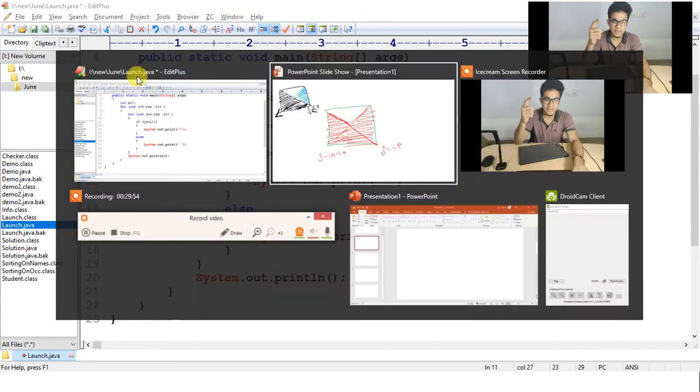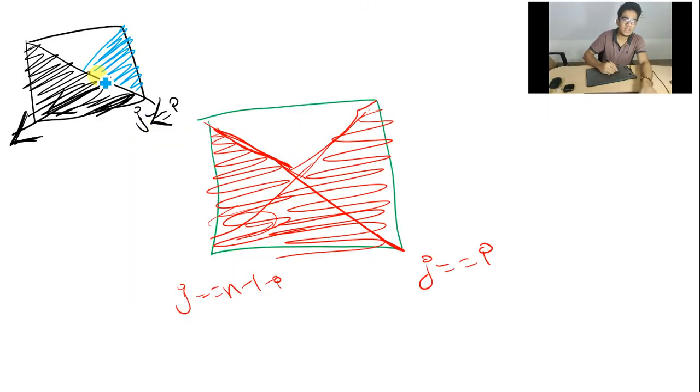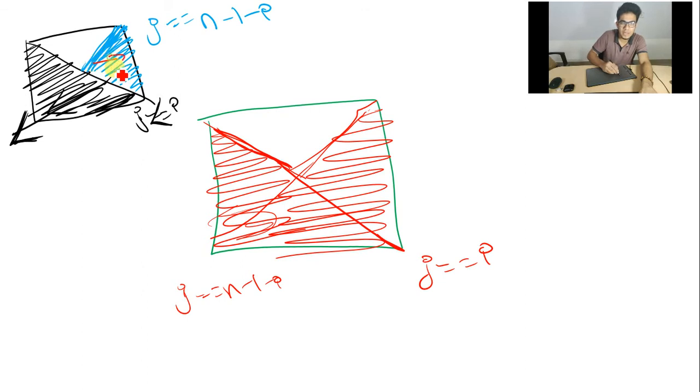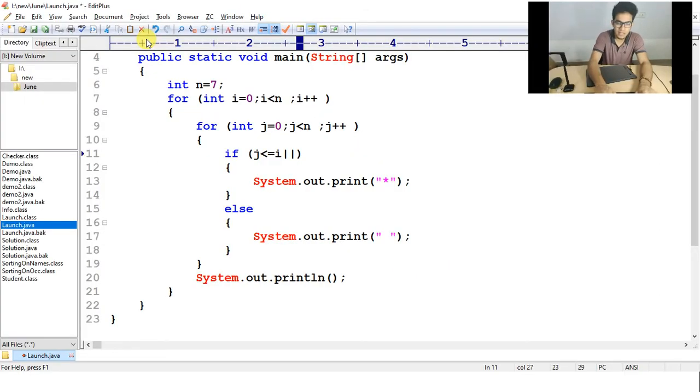Next, we'll get one more line equation. What is the line equation here? The line equation is j is equal to n minus 1 minus i. From that line, which side do I want to print? You want to print the right side, no? So copy this symbol, paste it here. j is greater than or equal to n minus 1 minus i.